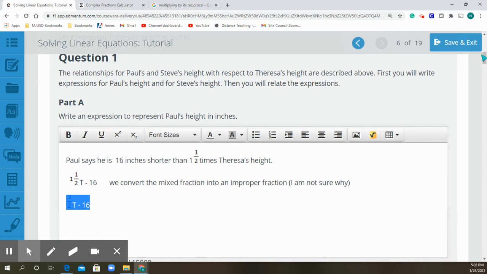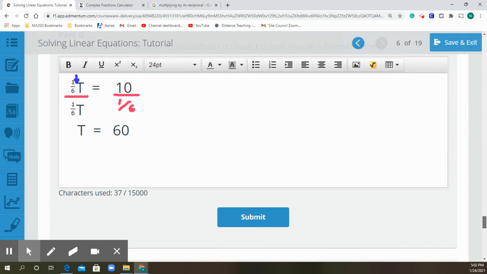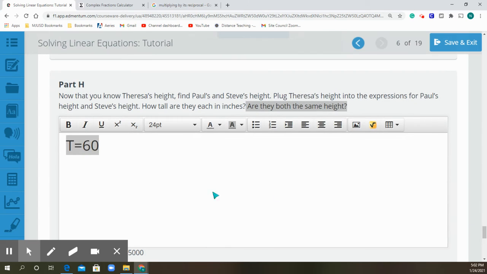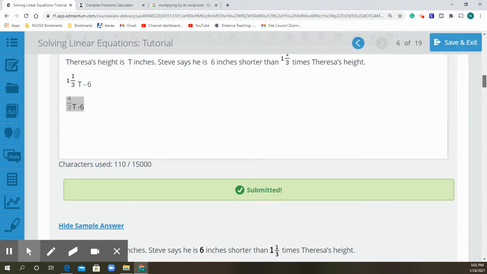copy, scroll all the way back down. All right, so we're going to take this. That one's for Paul, yeah? And then what's the one for Steve? This one's for Steve.